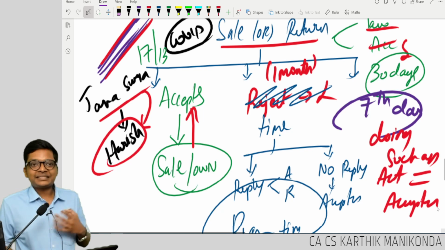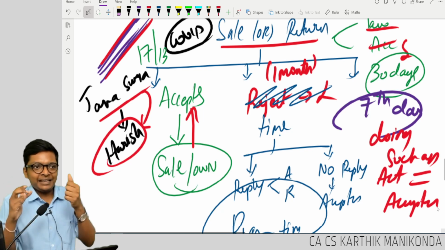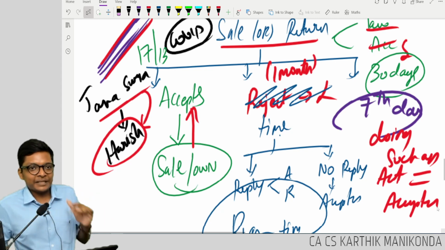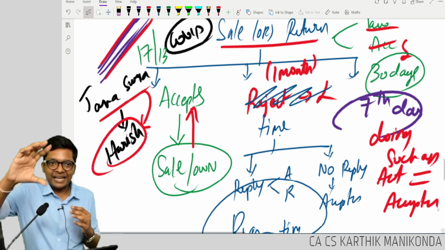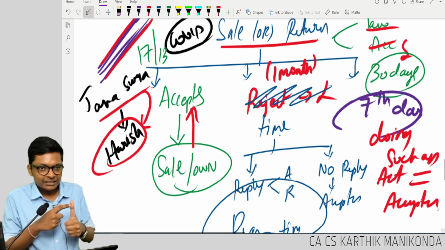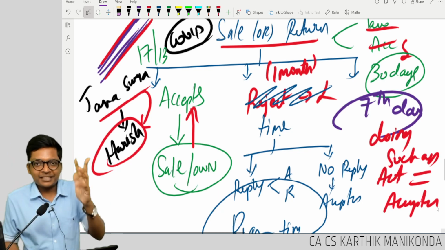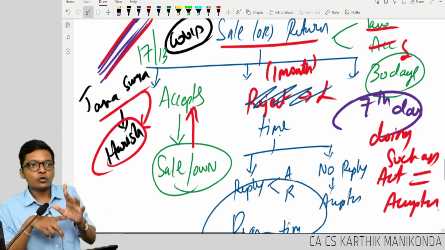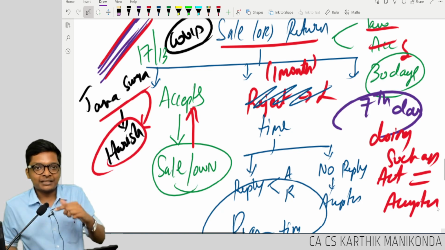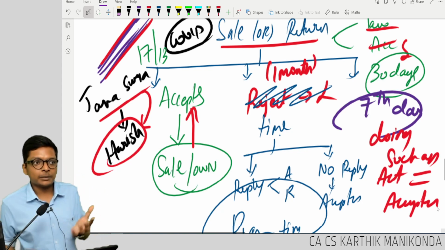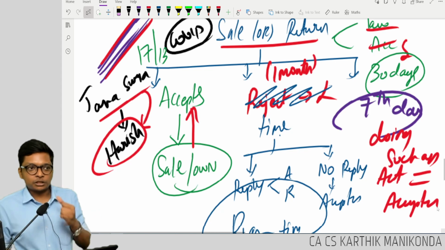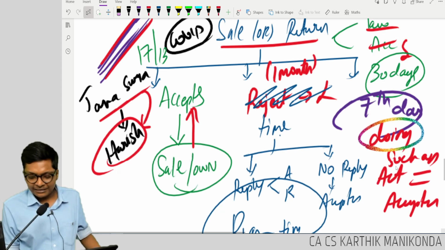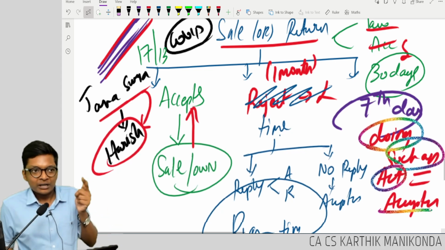So in sale or return basis, first case, if the buyer accepts, equivalent to acceptance. If the buyer rejects, no acceptance, ownership is not transferred. If time is specified, accept within the time given, or reject within the time given. If you cross the time, it is equivalent to acceptance. If no time is given, then reply within a reasonable time. What is reasonable depends on the facts and circumstances of each case. In the last scenario, no time, nothing, but where the buyer does any act which is equivalent to acceptance.